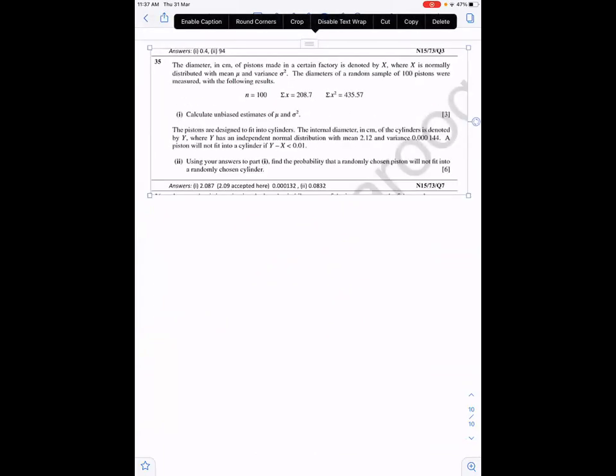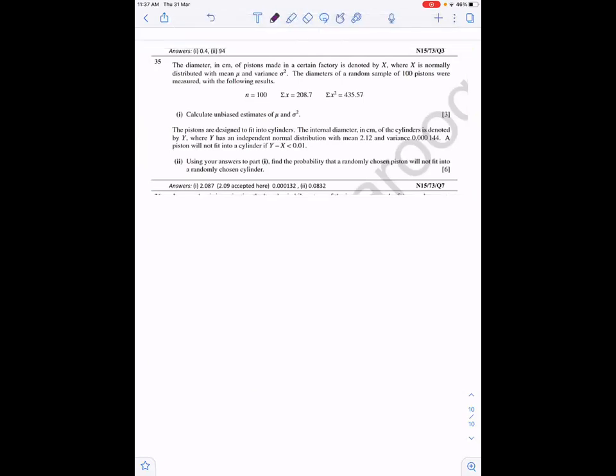Okay, the diameter in centimeter of a piston made in a certain factory is denoted by X, where X is normally distributed with mean this and variance this. The diameters of a random sample of 100 pistons were measured with the following results. Okay. Calculate. We are not doing this part. We're just discussing this question, so we know how to do this.